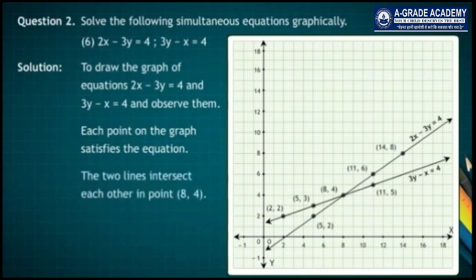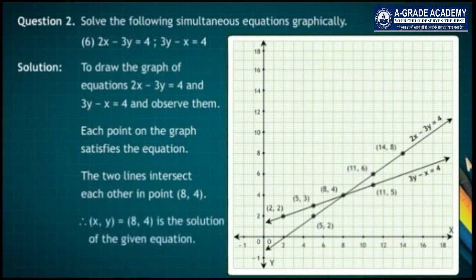The two lines intersect each other at the point (8, 4). Hence, the ordered pair (8, 4), that is, x is equal to 8, y is equal to 4, satisfies the equations 2x minus 3y is equal to 4 and 3y minus x is equal to 4. Therefore, (x, y) is equal to (8, 4) is the solution of the given equations.